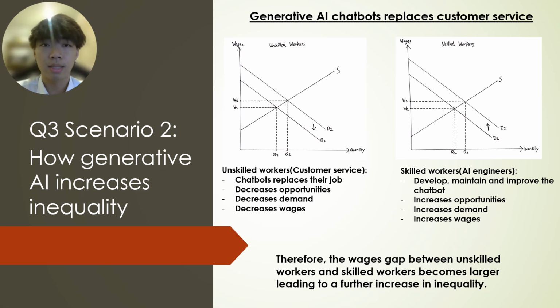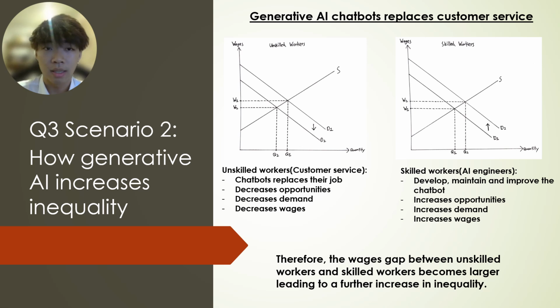The next scenario is how Gen AI increases inequality between unskilled and skilled workers. So if Gen AI is able to replace tasks originally done by unskilled workers, those workers will no longer be needed, and instead, more skilled workers will be needed to maintain the Gen AI. For example, when generative chatbots take over customer service tasks, the need for human customer service decreases. This leads to a reduction in demand for these unskilled workers and a drop in their wages.